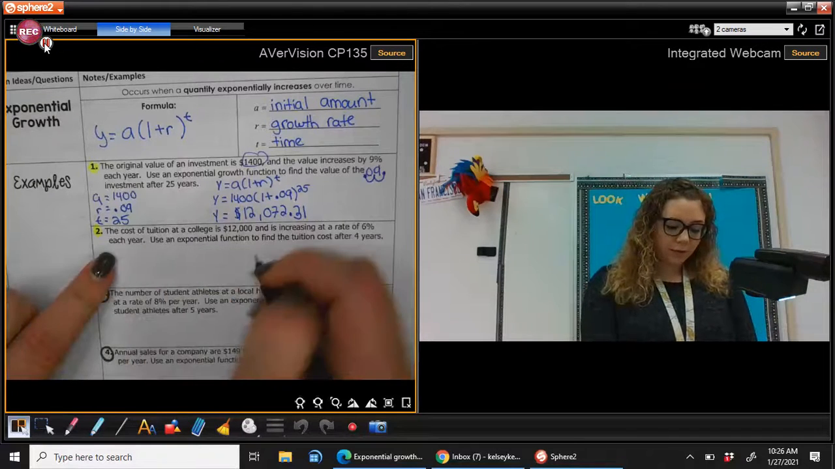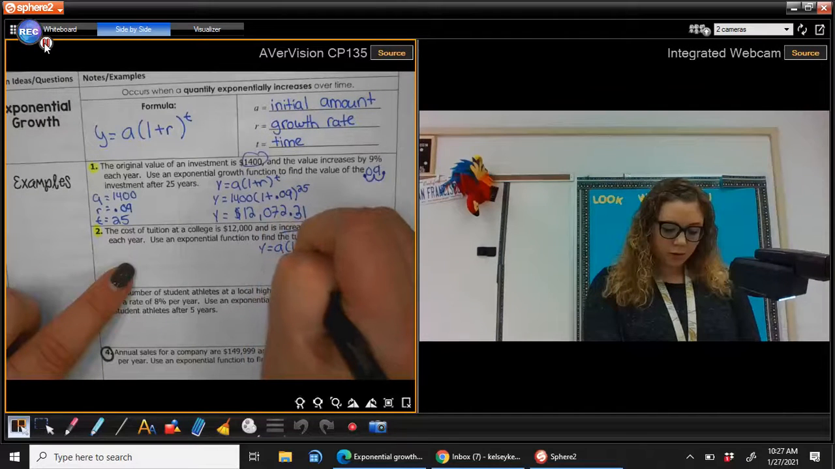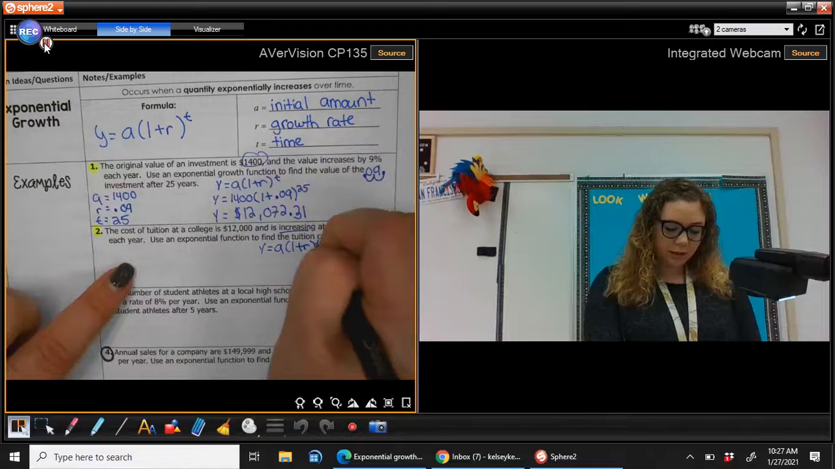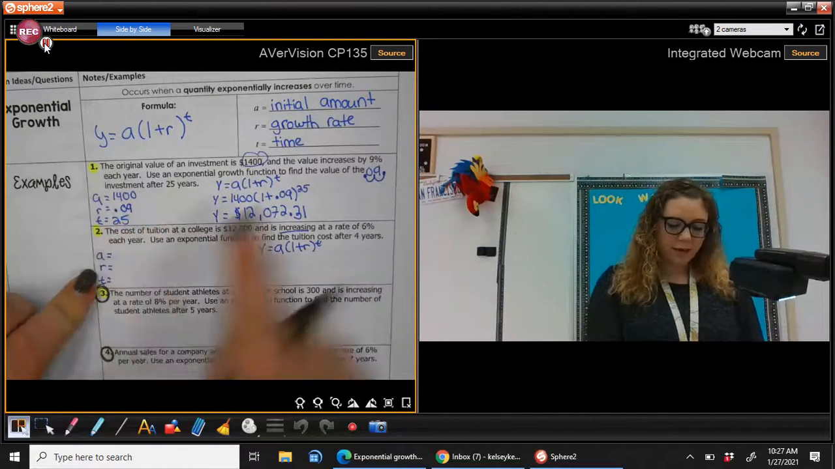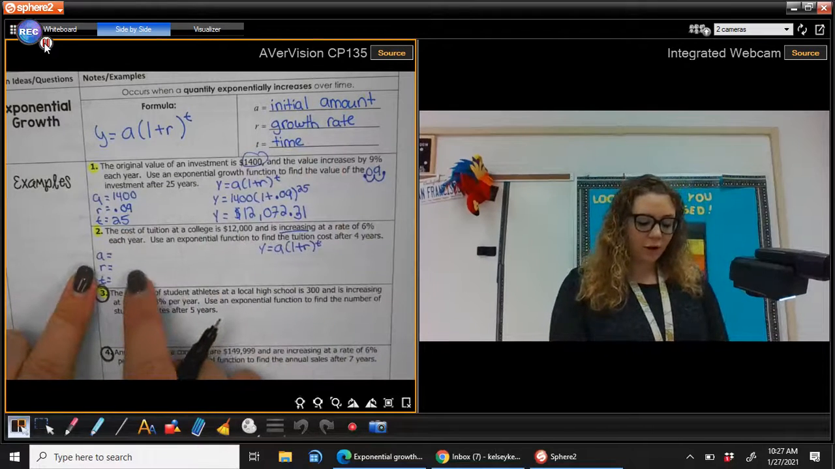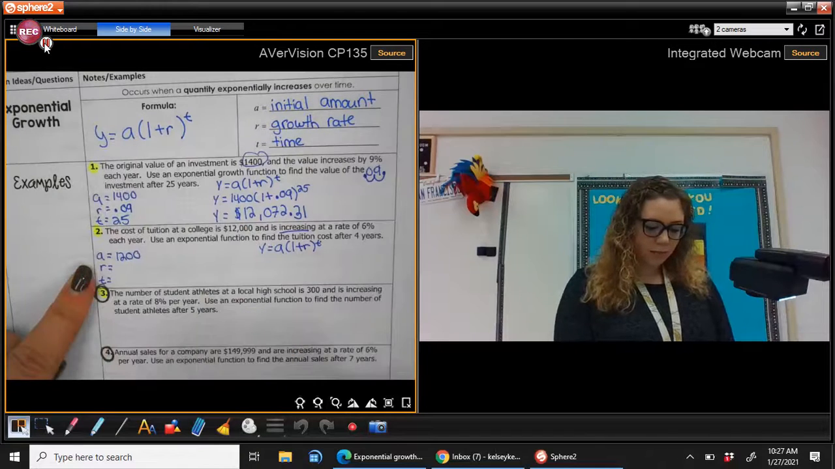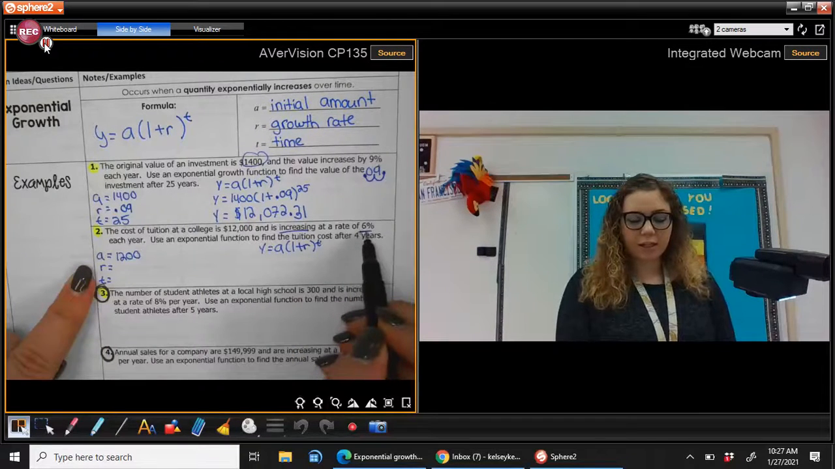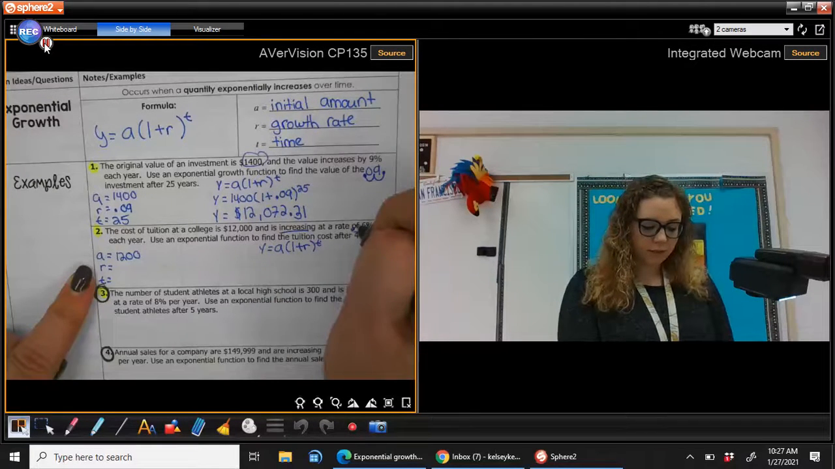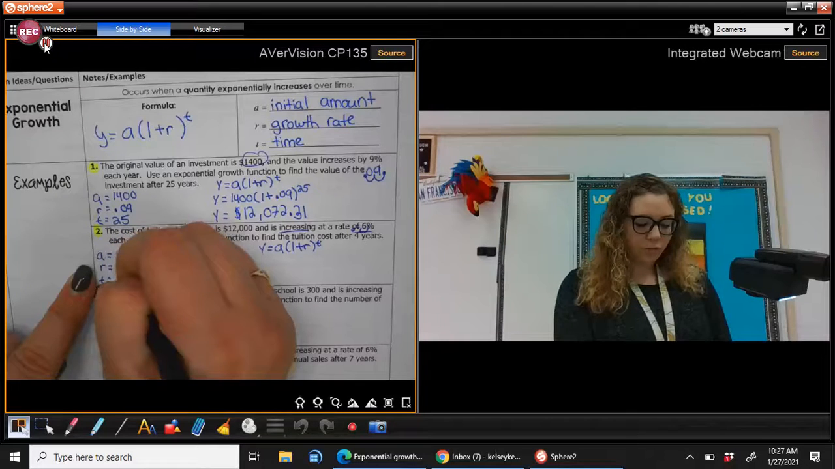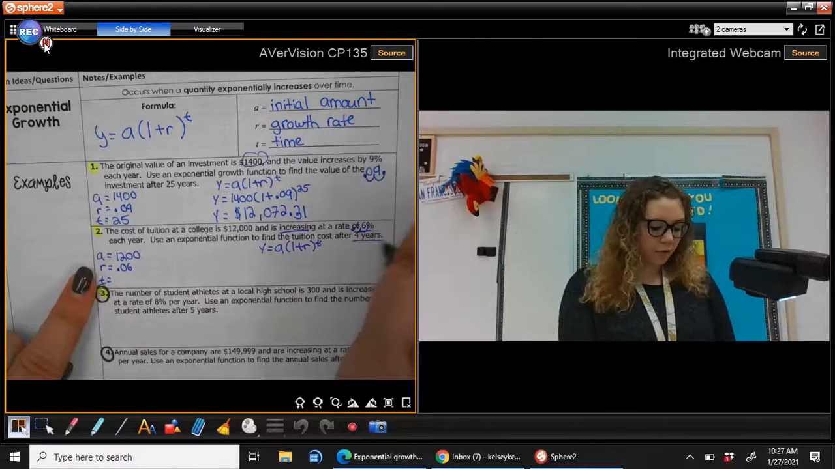Okay, so I'm going to write out my formula. It's growth because I am increasing. So 1 plus r to the t. I'm going to write out my values. A is my initial amount. So what do I start off with? I start off with 12,000. My rate is 6%. So to change that to a decimal, move it 2 times to the left. So I have 0.06. It will be wrong if you do not change it to a decimal. And then my time is 4 years.